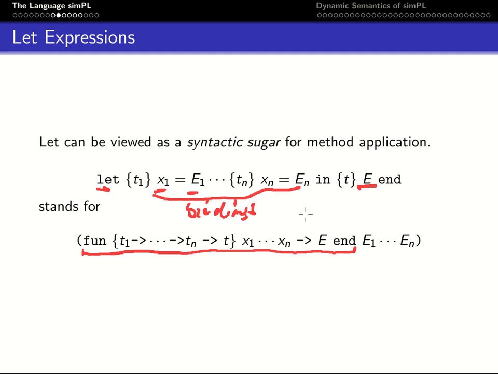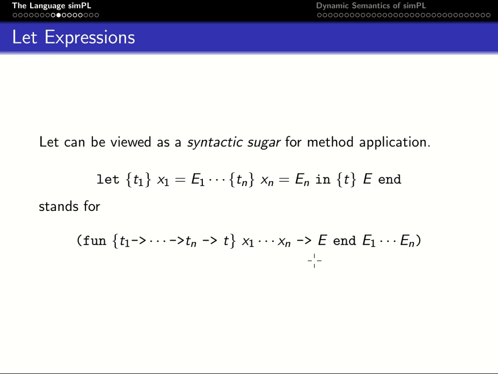It's clear that the same thing happens here, because when I apply the function to its arguments e1 up to en, what's going to happen? e1 goes into x1, and so on. En goes into xn, and then as I evaluate e, the values of x1 up to xn inside e are going to have exactly the same values as in the let construct. Clear? So this is syntactic sugar.